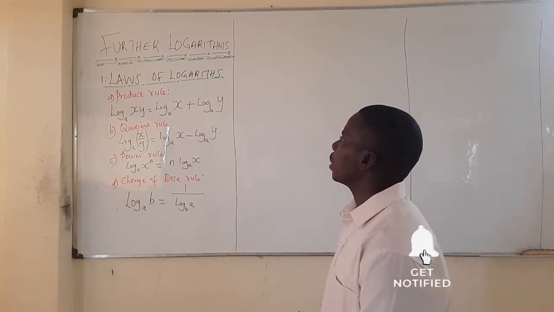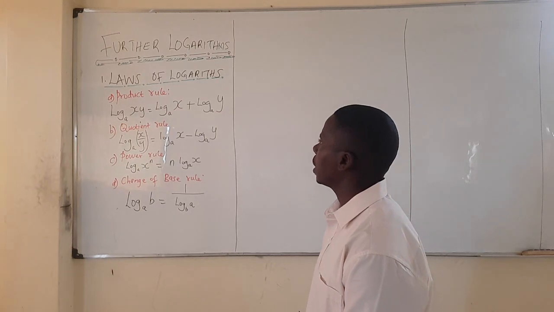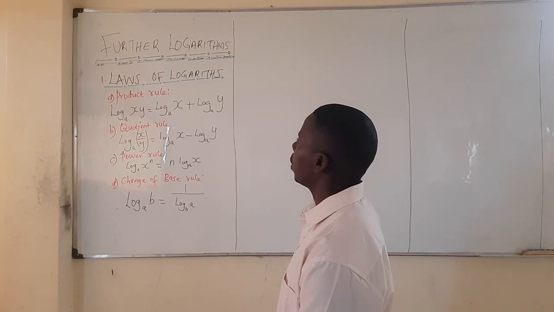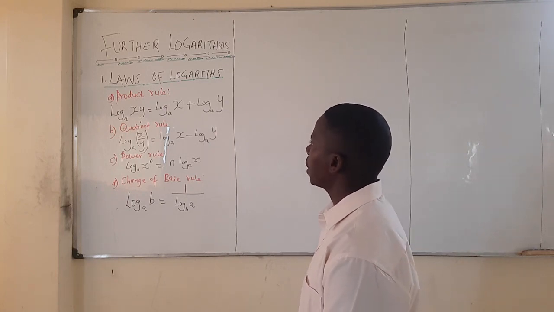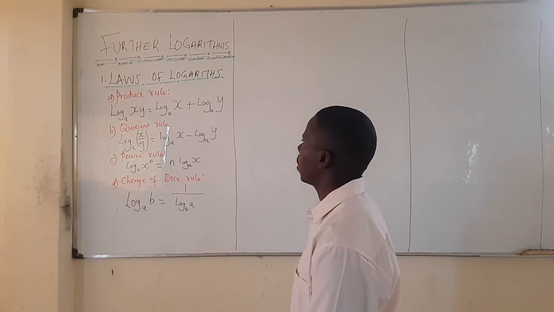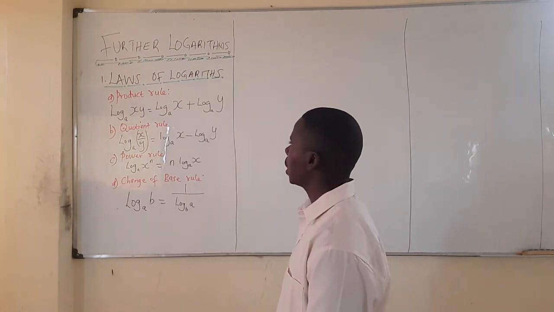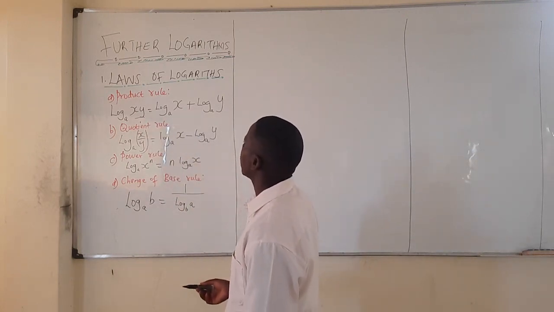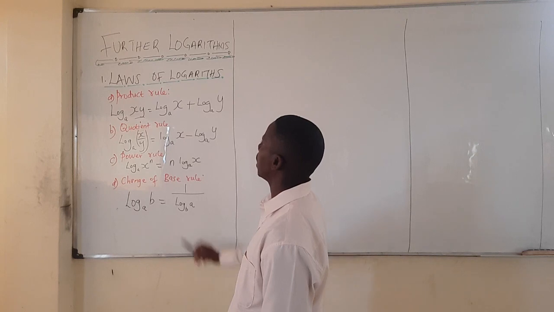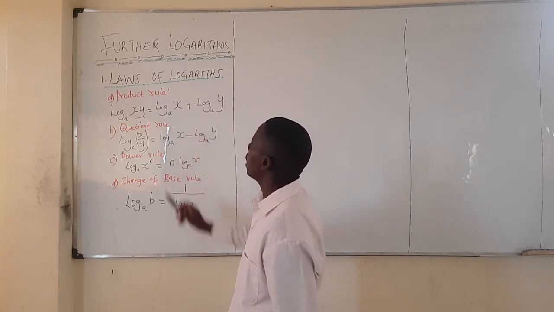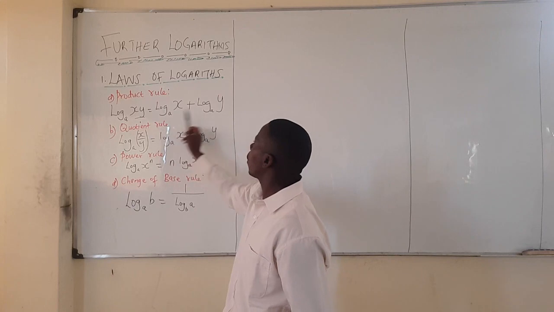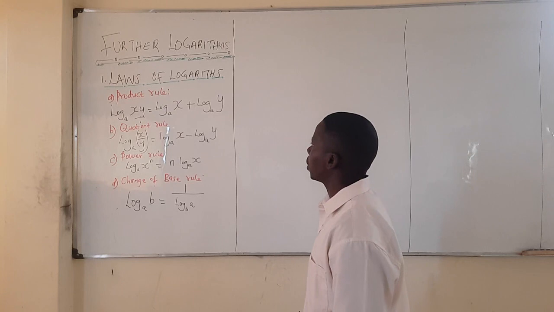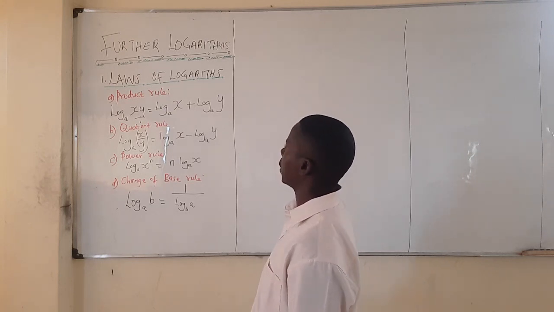Number 1 is the product rule. An example here is the log of xy to base a. When you have the product, like the xy there, how can we write that? You can write it as the log of x to the base of a plus the log of y to the base of a. That is the product rule. We are going to do some examples to practice on the same.